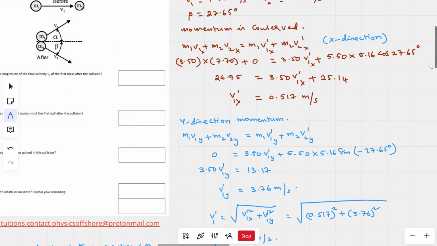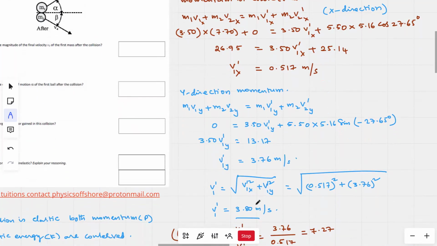Now we have to find out the velocity. So you know v is equal to square root of vx square plus vy square. Here we have the components, and using these components we will find out the final velocity of the first ball. By plugging in these two values, I found this one.